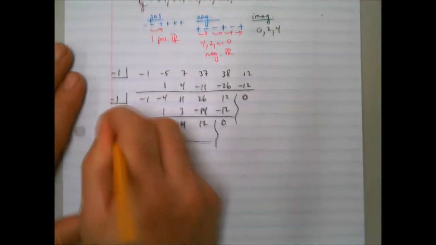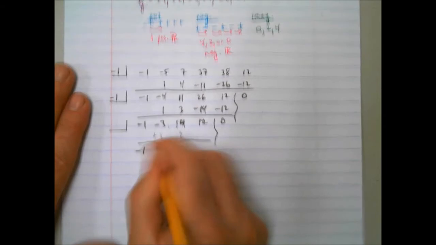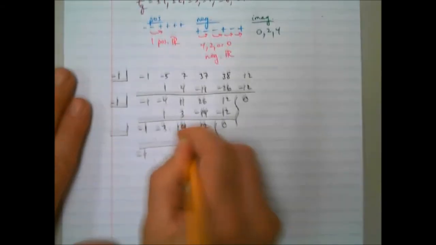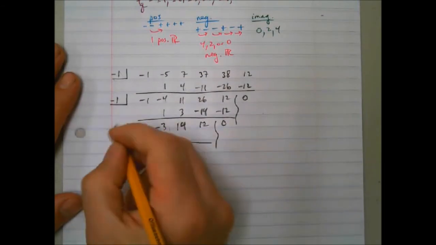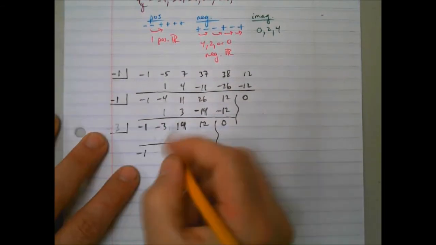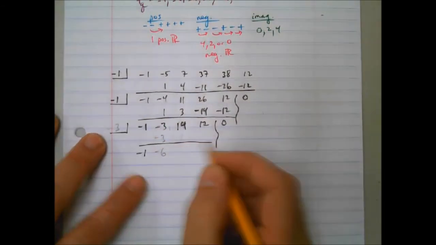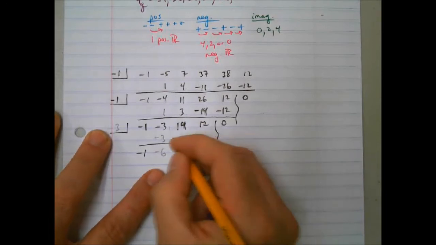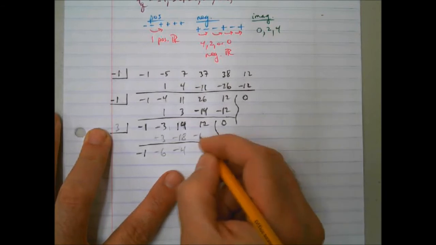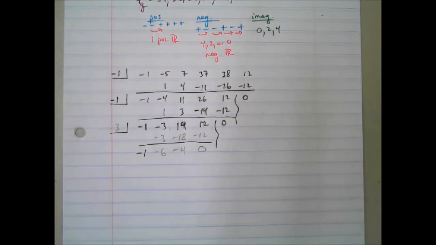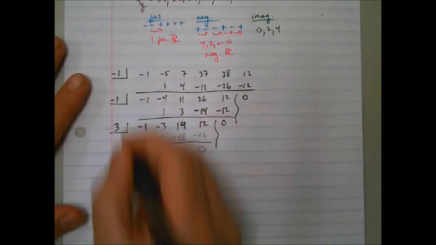Let's try 3. Okay, so I'll try 3. I get -3, -6, -18, -4, -12, 0, yay. Okay, darken that in. It's +3.